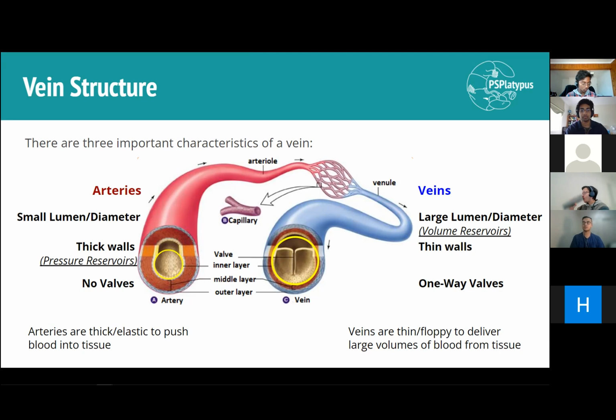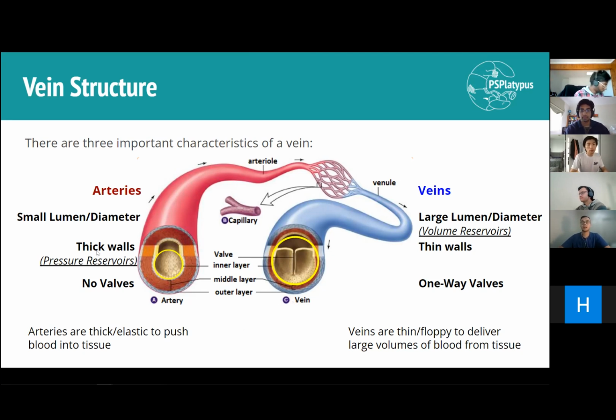In comparison to an artery, a vein also has thinner walls. The artery, if you remember, had thick walls in the first place because it was a pressure reservoir. Those thick elastic walls allowed the artery to continue the blood pressure on from the heart and push the blood to the tissue, because the blood would push on the walls of the thick artery and then get pushed back forward. That was the principle behind why we had thick artery walls.